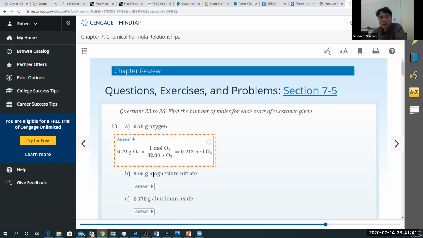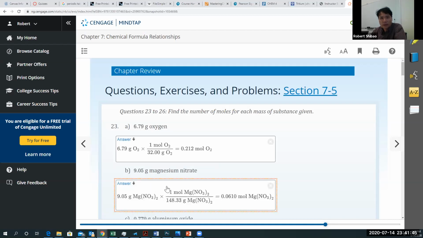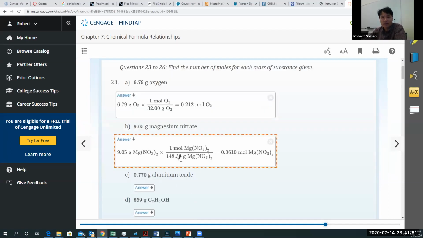So we've got to calculate the molar mass of magnesium nitrate, which is this. And so we'd have to add up all the masses. And so we just do grams and cancel out grams, we're left with moles. So we invert the molar mass, or flip it over, and get the moles of magnesium nitrate. Okay, gram to mole conversion here.